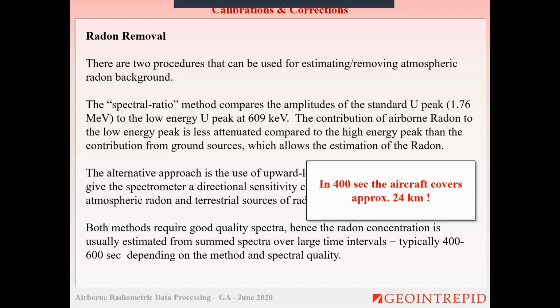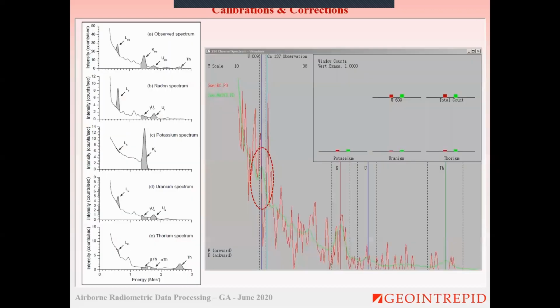So let's go a little bit back to the standard method, or today's standard method, which is the spectral ratio method. We have on the top here a plot from an IAEA technical document. We have the thorium, uranium, and the potassium peak, and the low uranium at 609 peak. Then the radon spectrum is shown in the second plot. So you do see, and we do try to actually balance the count rates in the low energy window and the high energy window, and compare that to the observed spectrum.